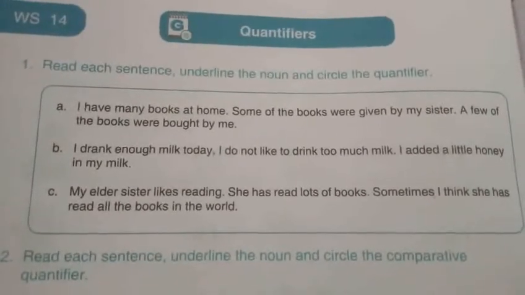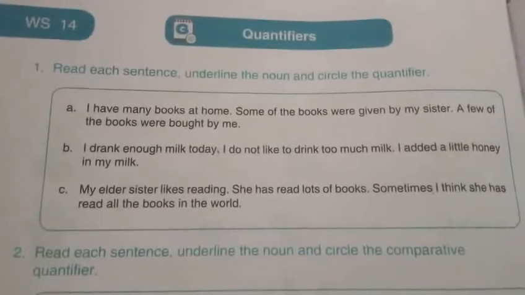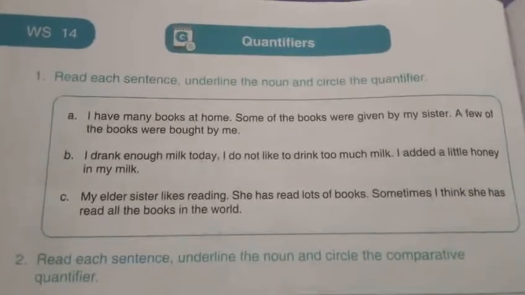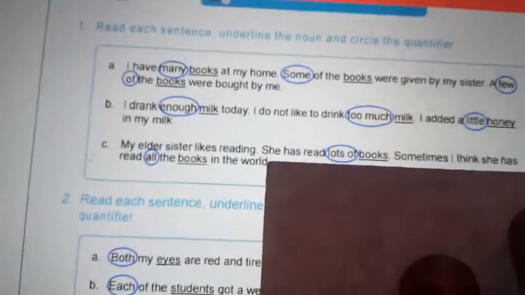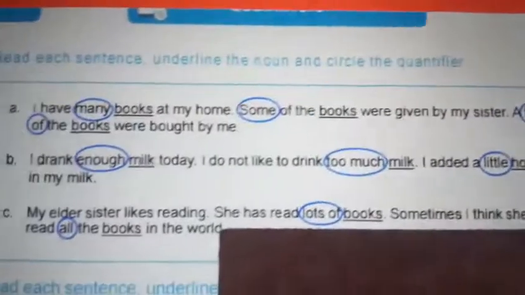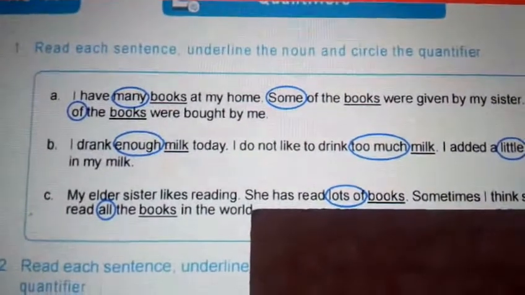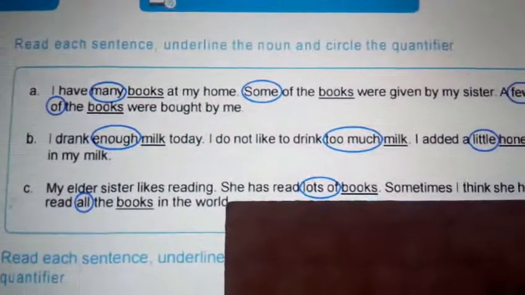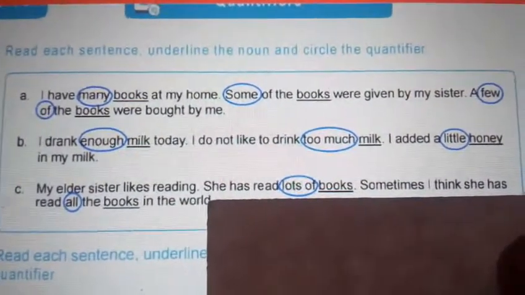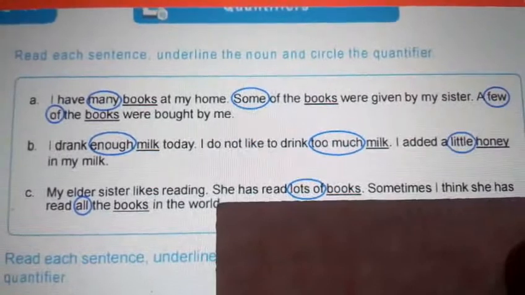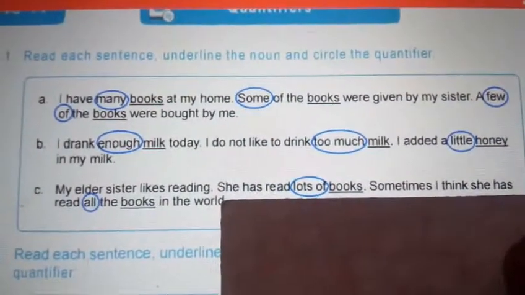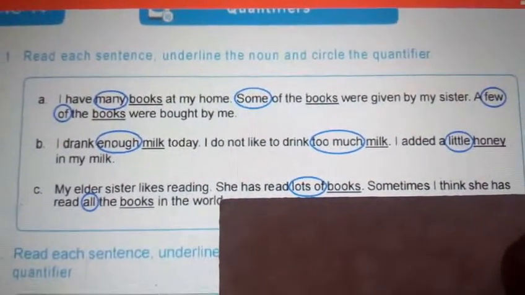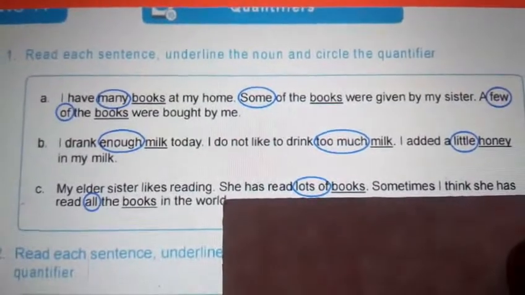Yes, great, my dear children. I hope you have all completed this. I will show the answers now. You have to check. Great, my dear children. See the answers. If you make a mistake, you have to rub it and write again. Underline the noun and circle the quantifiers.